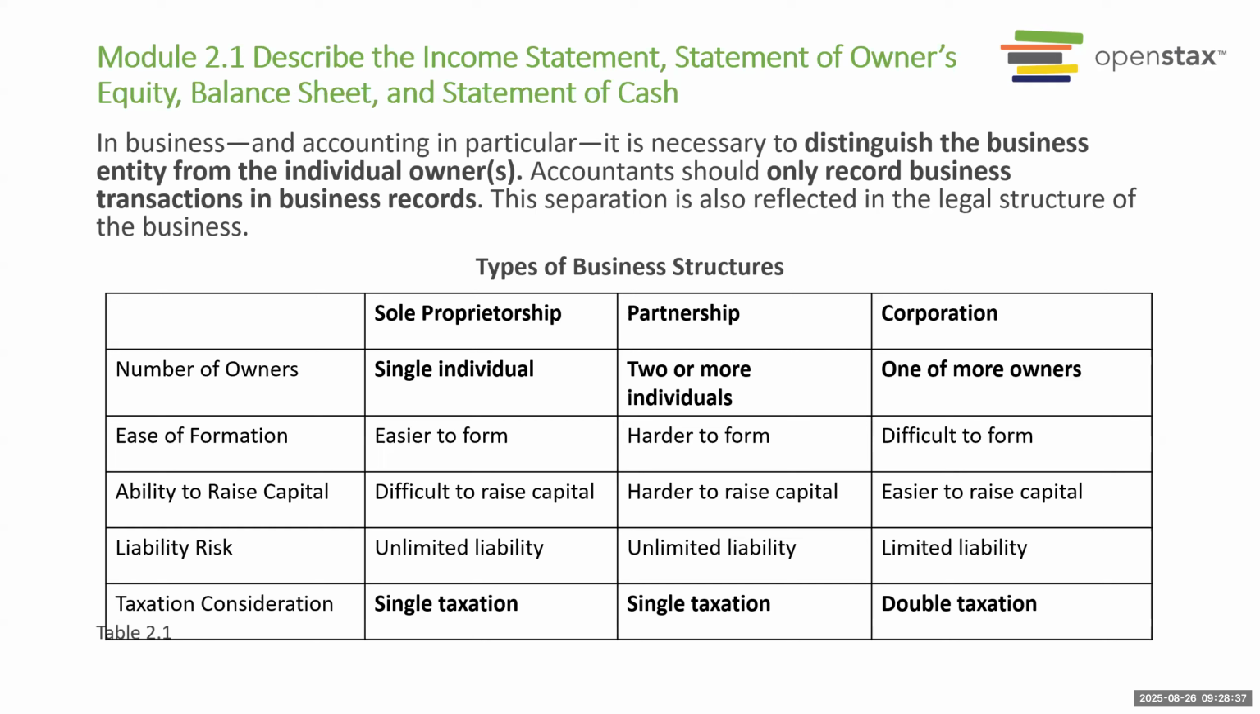With a partnership, it is basically a sole proprietorship with multiple people in it. So you have two or more individuals. It's a little bit harder to form. It's harder to raise capital. And again, it's unlimited liability. What does this mean? Well, for example, if you are supporting the business and you have a lot of capital and you have a home and your partner does not, and maybe they rent, they can go after each of you for the same amount, or they could go just after one of the partners who has the most money. And again, it's single taxation.